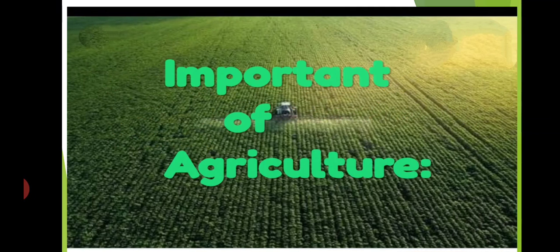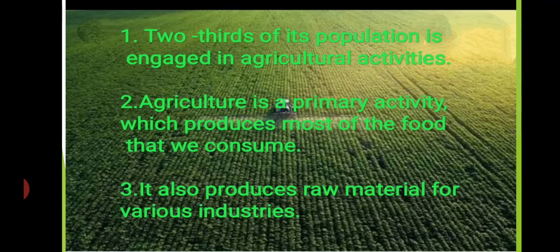Agriculture is the most important economic activity. It includes the growing of crops, vegetables, fruits, flowers, and the rearing of livestock. All over the world, 50% of the population is engaged in agricultural activity. Two-thirds of India's population still depends upon agriculture for their survival.